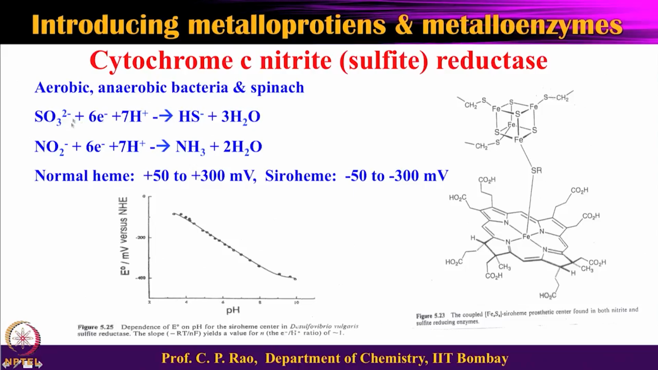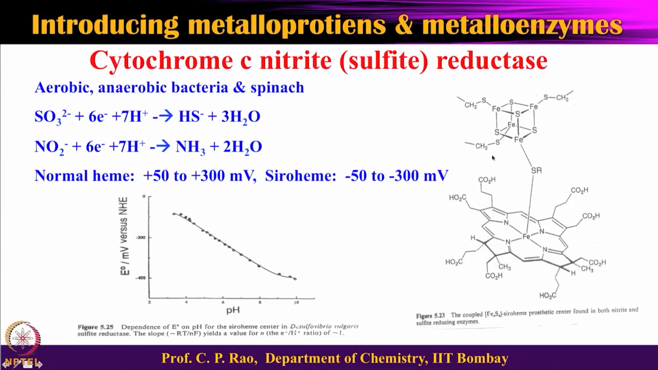Now, the sulfite case is also very similar, with 6 electrons and 7 protons, it will give HS minus plus 3 H2O. So, that is 7 protons. So, you can see that, it is very much similar. In this case you have a different kind of heme center.